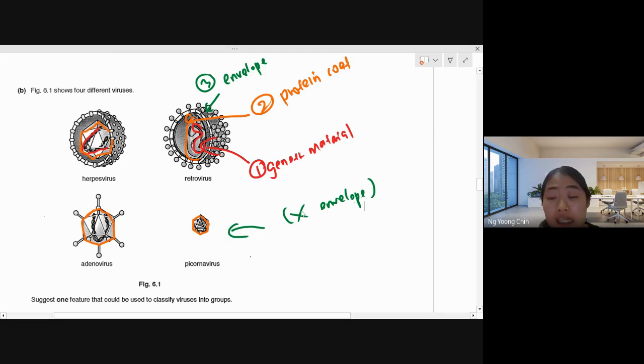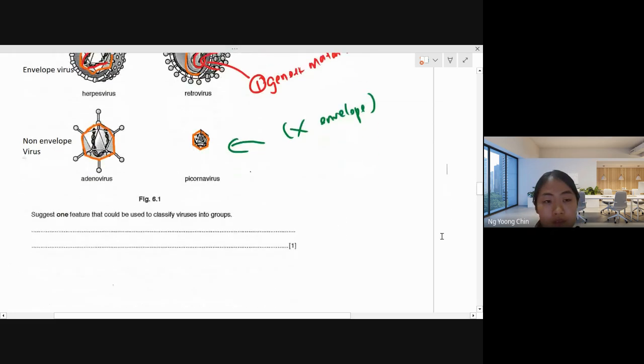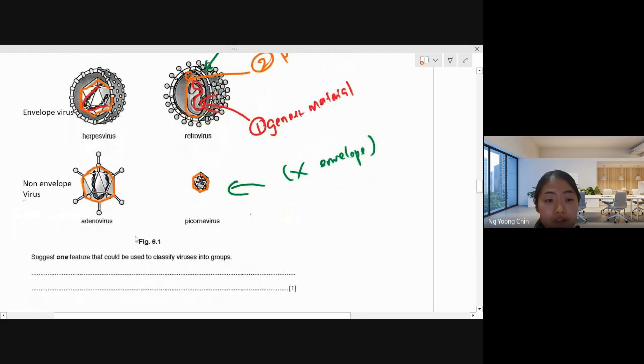Okay, so viruses are classified into 2 types. For the first one, herpes virus and the retrovirus, they are classified under envelope virus. For the adenovirus and picornavirus, they are classified under non-envelope virus. This is for your information. Okay, envelope virus, non-envelope virus.